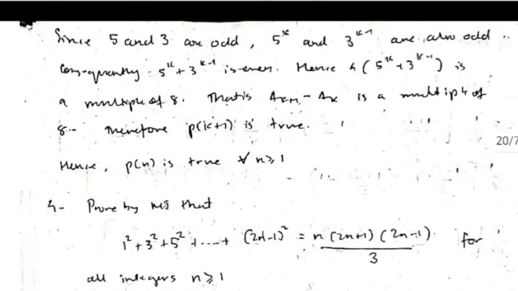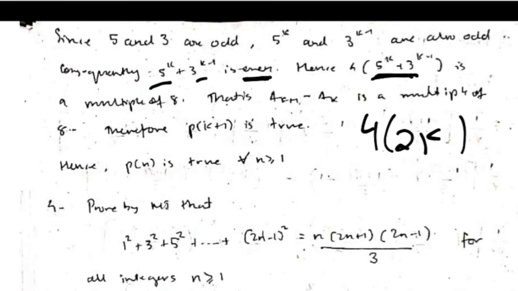Okay, so if you add two odd numbers, the sum of two odd numbers is always even. Therefore 5 raised to k plus 3 raised to k minus 1 is an even number. So if it's an even number, it can be written as 2k, right? So 2k multiplied by 4, you can write as 8k. So from that we get that it's a multiple of 8.